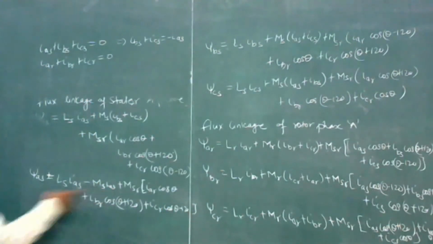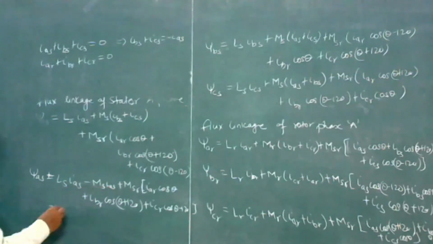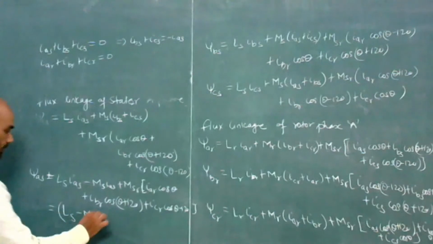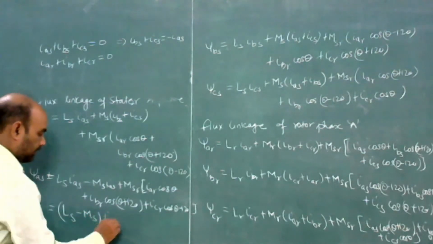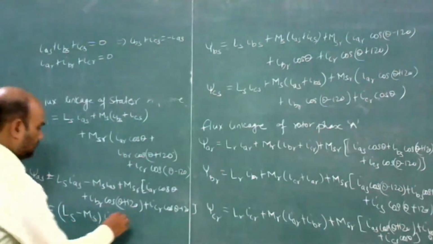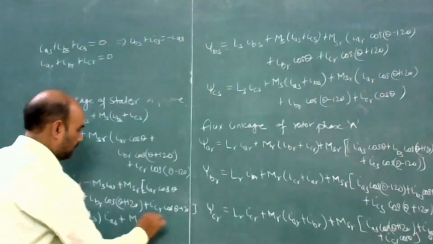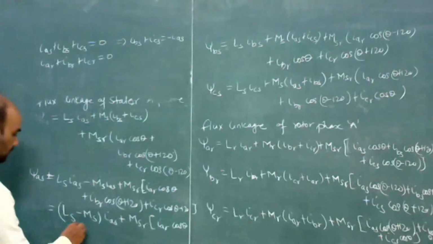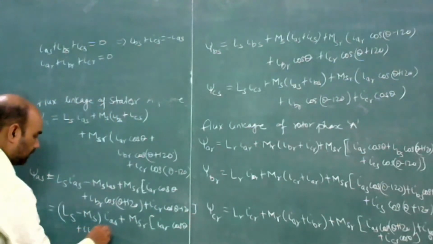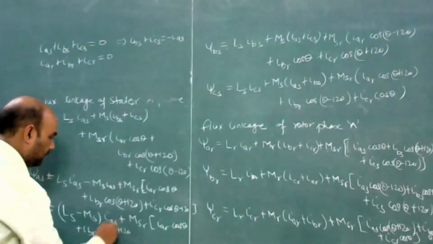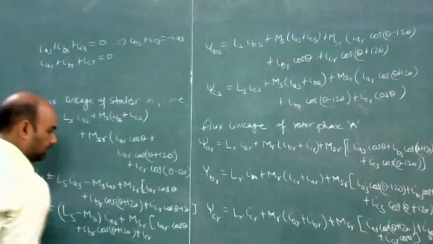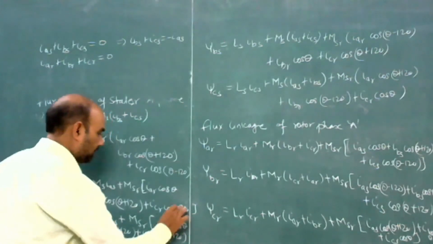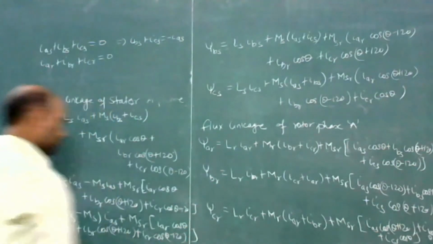So you can take IAS common, so this will be LS minus MS into IAS, plus MSR times IAR cos theta plus IBR cos theta plus 120 degrees plus ICR cos theta minus 120.